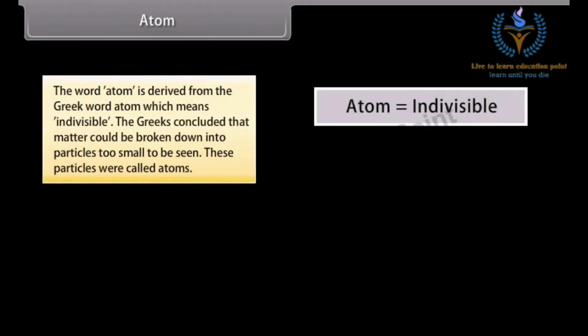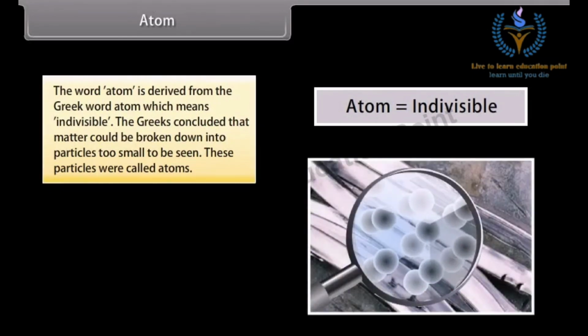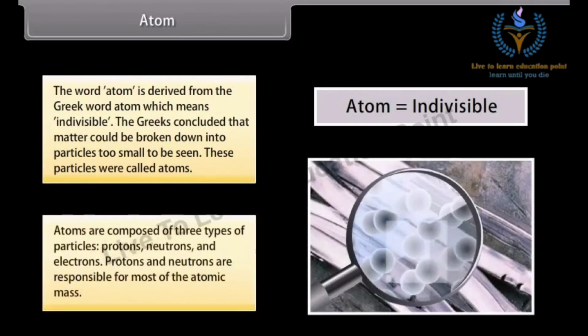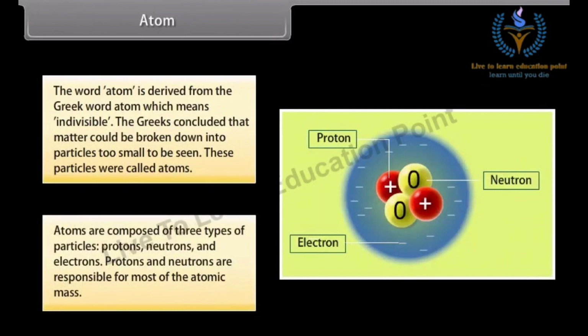Atom. The word atom is derived from the Greek word atom, which means indivisible. The Greeks concluded that matter could be broken down into particles too small to be seen. These particles were called atoms. Atoms are composed of three types of particles: protons, neutrons, and electrons.